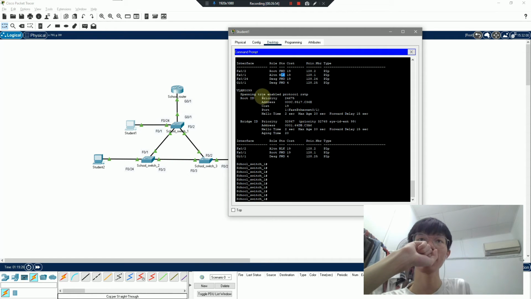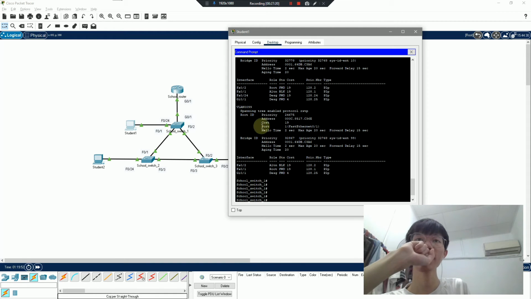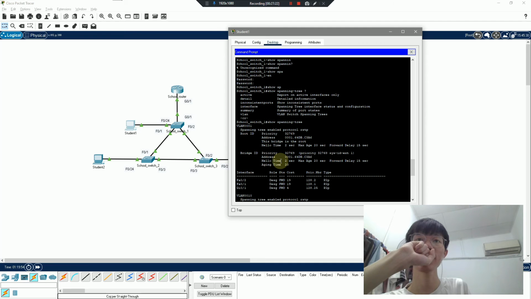For VLAN 99, the port is FastEthernet 0/1, here, and the root is switch 2. This is the output for VLAN 99 on switch 1.